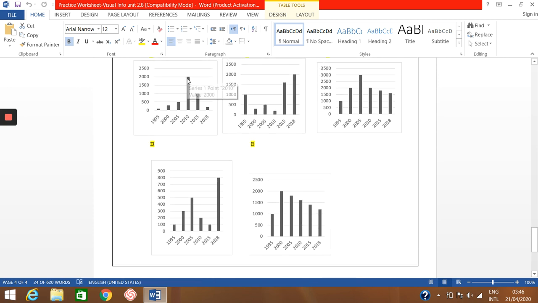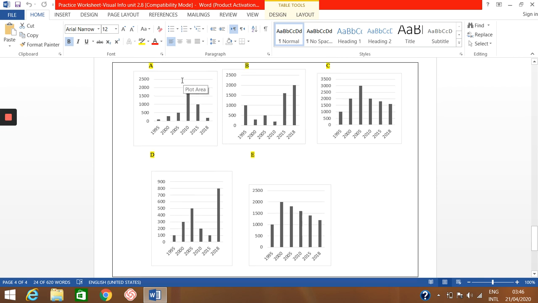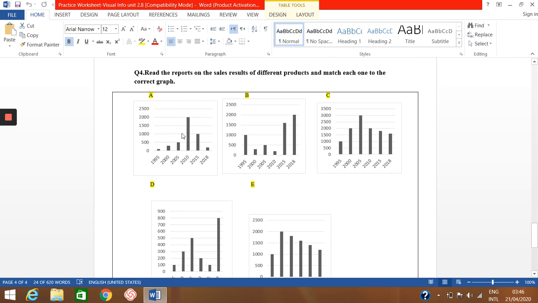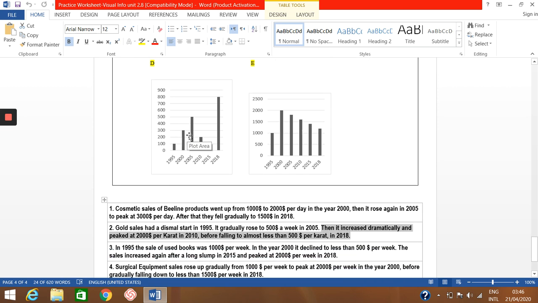Yes, 2010, this is a peak here. You see, this is a peak here, I mean, the highest point. So most probably, our answer is going to be A. I mean, this one, the first one here, A. Let's double check and see.